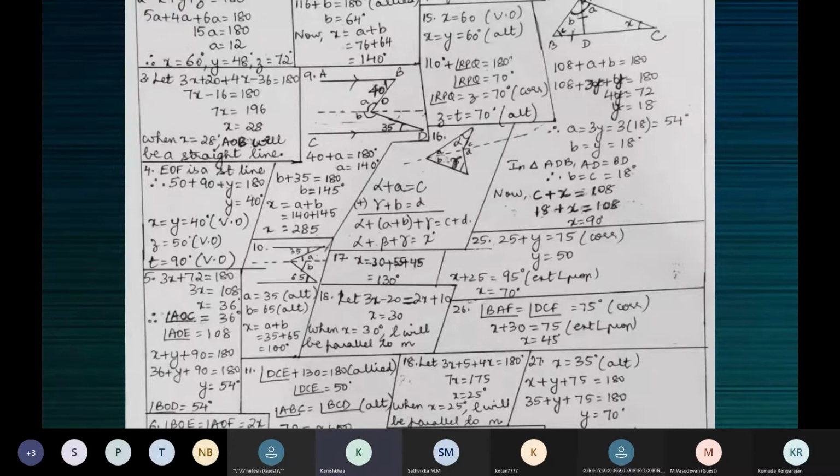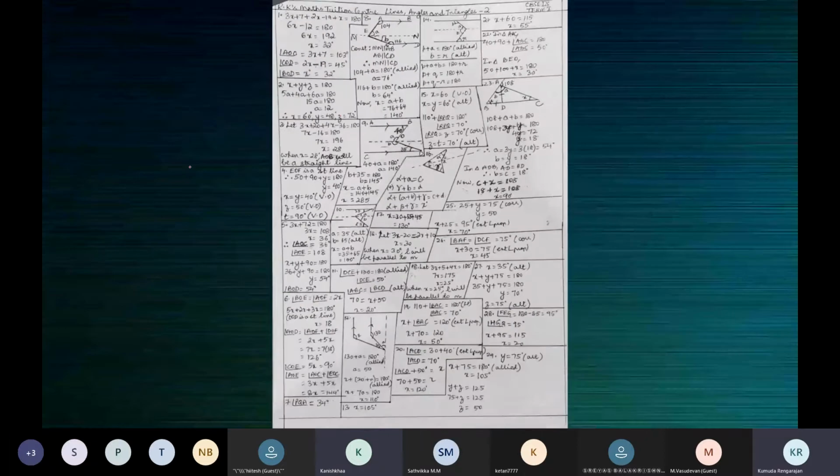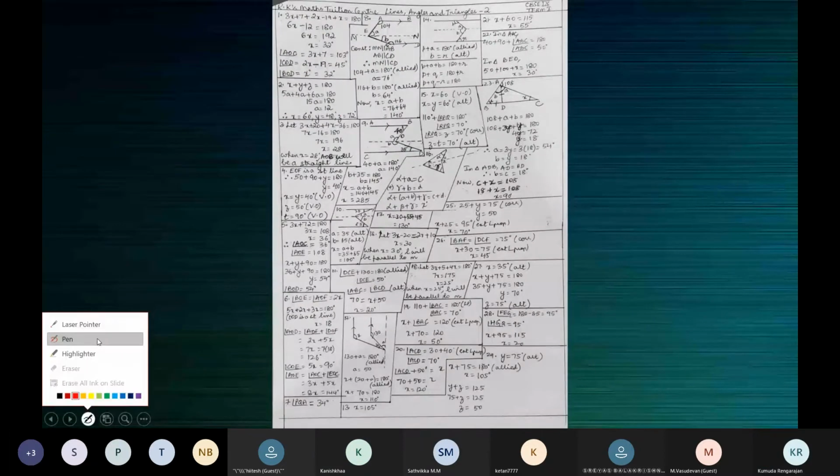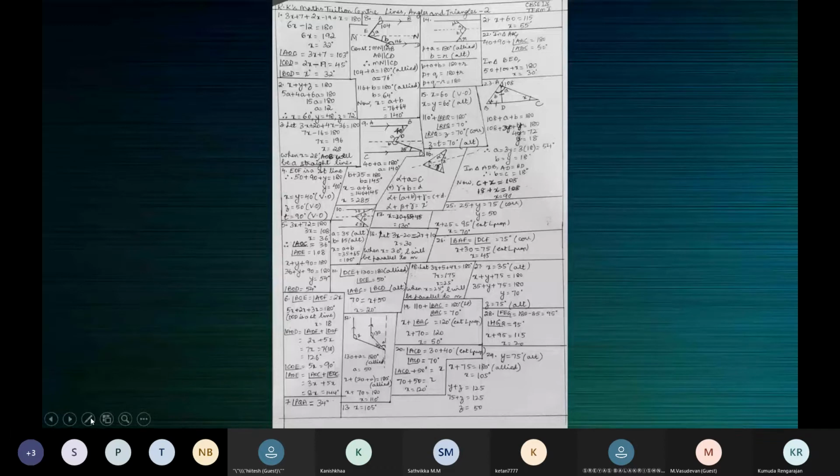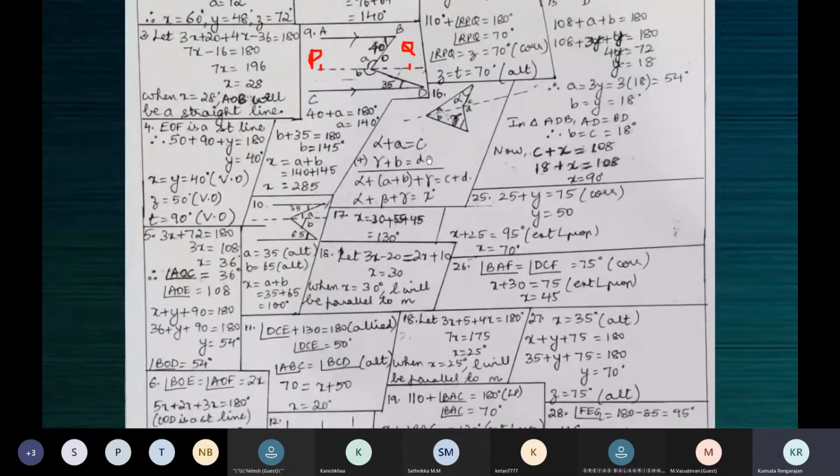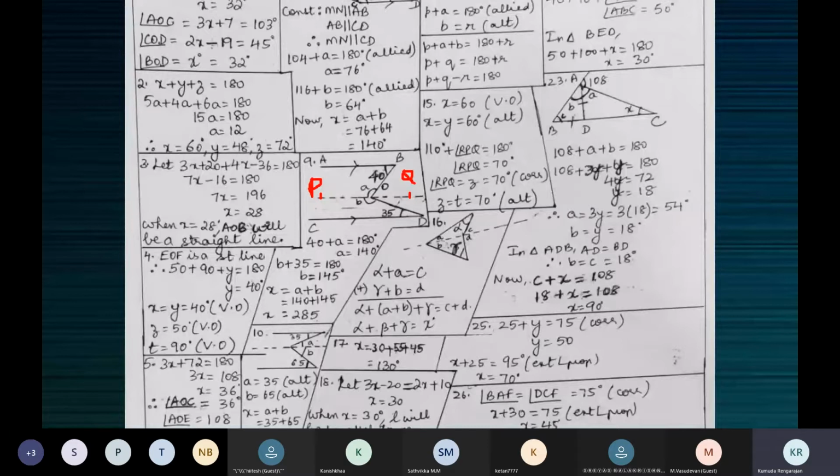Construct line PQ. Line PQ, is it? Okay, let me mark it PQ. Okay, so Kanishka says through O. Kanishka, yes, through O, draw. Construct line PQ, ma'am. Parallel to? AB, ma'am.